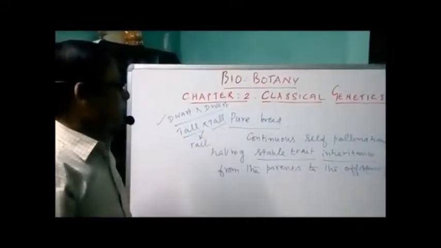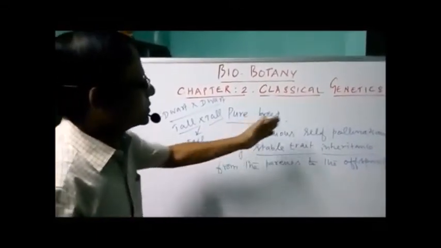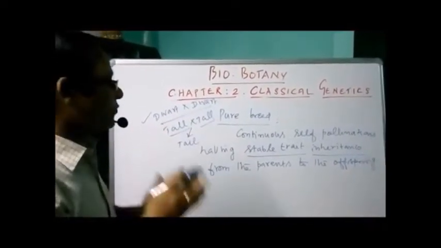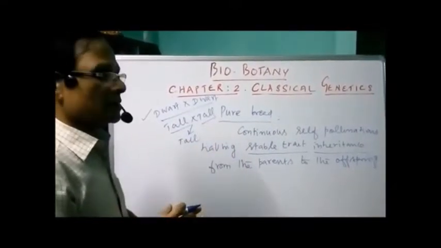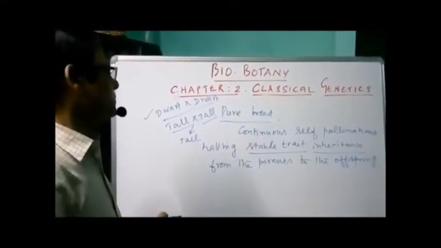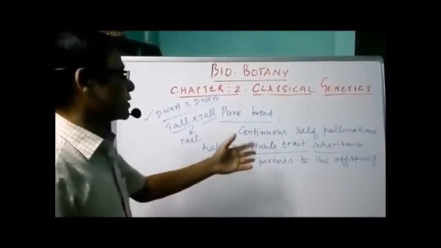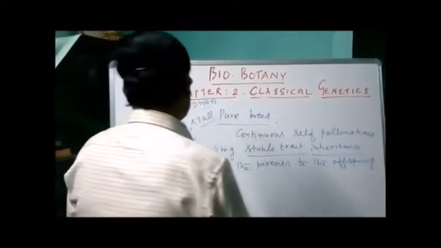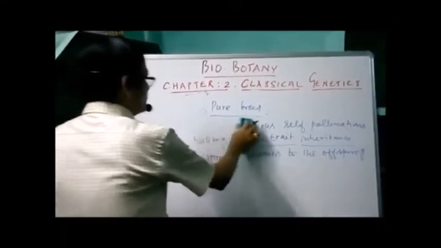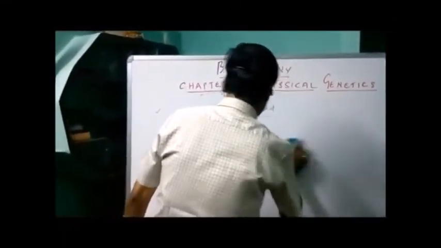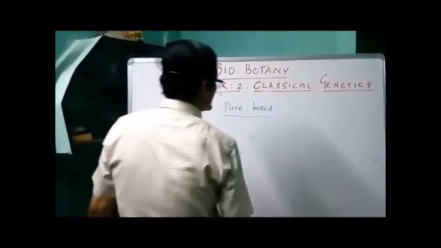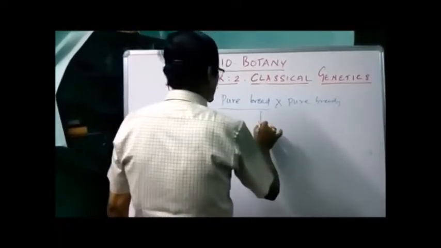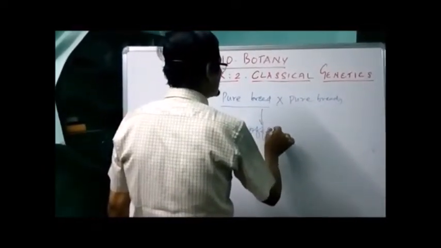That's why I say it is an organism which has undergone continuous self-pollinations, having a stable trait. There is no change, a fixed character. Stable trait inheritance: the same character has been produced for a number of generations, from the parents to the offspring. This is what is actually called a pure breed. Suppose we have mating of two pure breeds, that produce offspring.